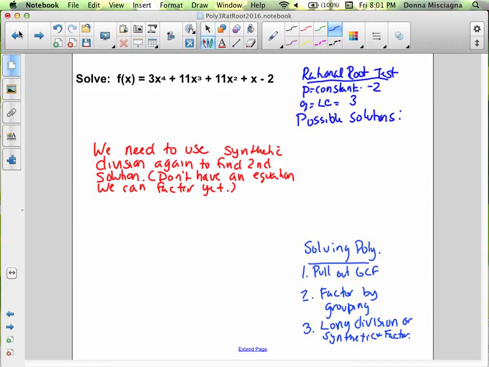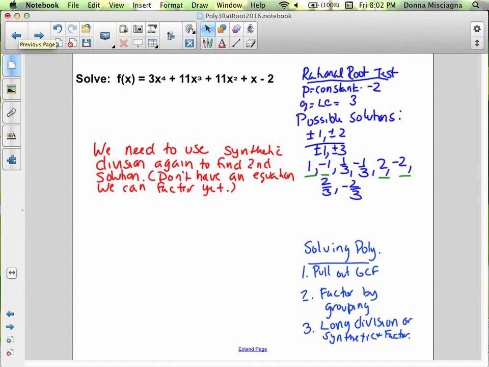All right, so our constant term is negative 2. Leading coefficient is 3. Possible solutions are going to be the factors of 2, which are 1 and 2, divided by the factors of 3, which are 1 and 3. So our possible solutions are 1, negative 1, 1/3, negative 1/3, 2, negative 2, 2/3, and negative 2/3. The only ones we can use synthetic division with are the 1, the negative 1, the 2, and the negative 2. So obviously that's where we should start.